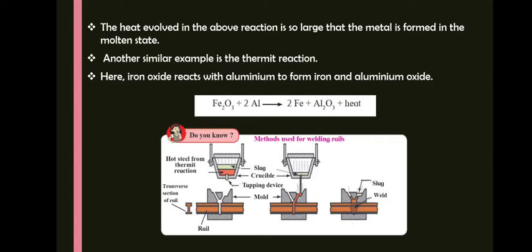Another similar example is the Thermit reaction. Here iron oxide reacts with aluminium to form iron and aluminium oxide. Followed? So here this Thermit reaction is shown, which is mainly for the production of iron. Okay.